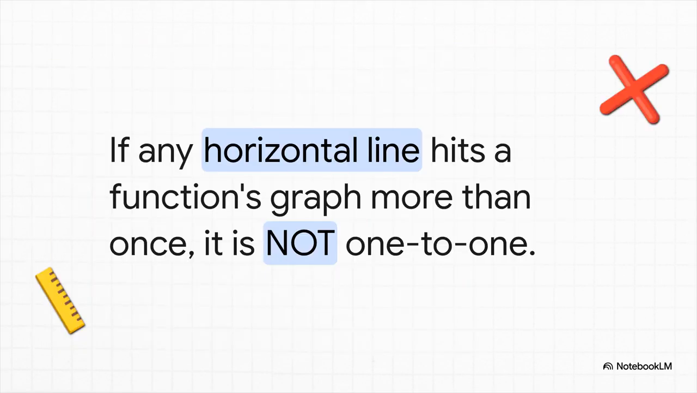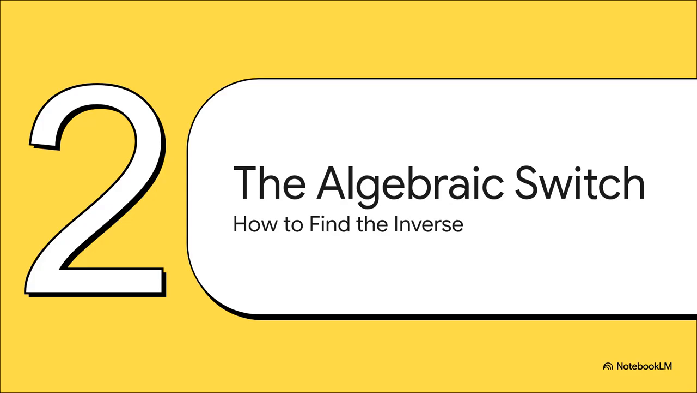And you know what? There's a super simple way to see if a function follows this rule. It's called the horizontal line test. All you have to do is imagine sliding a horizontal line up and down the graph of your function. If that line ever, at any point, touches the graph in more than one spot, like it does for our x-squared graph, then it fails the test. It is not one-to-one.